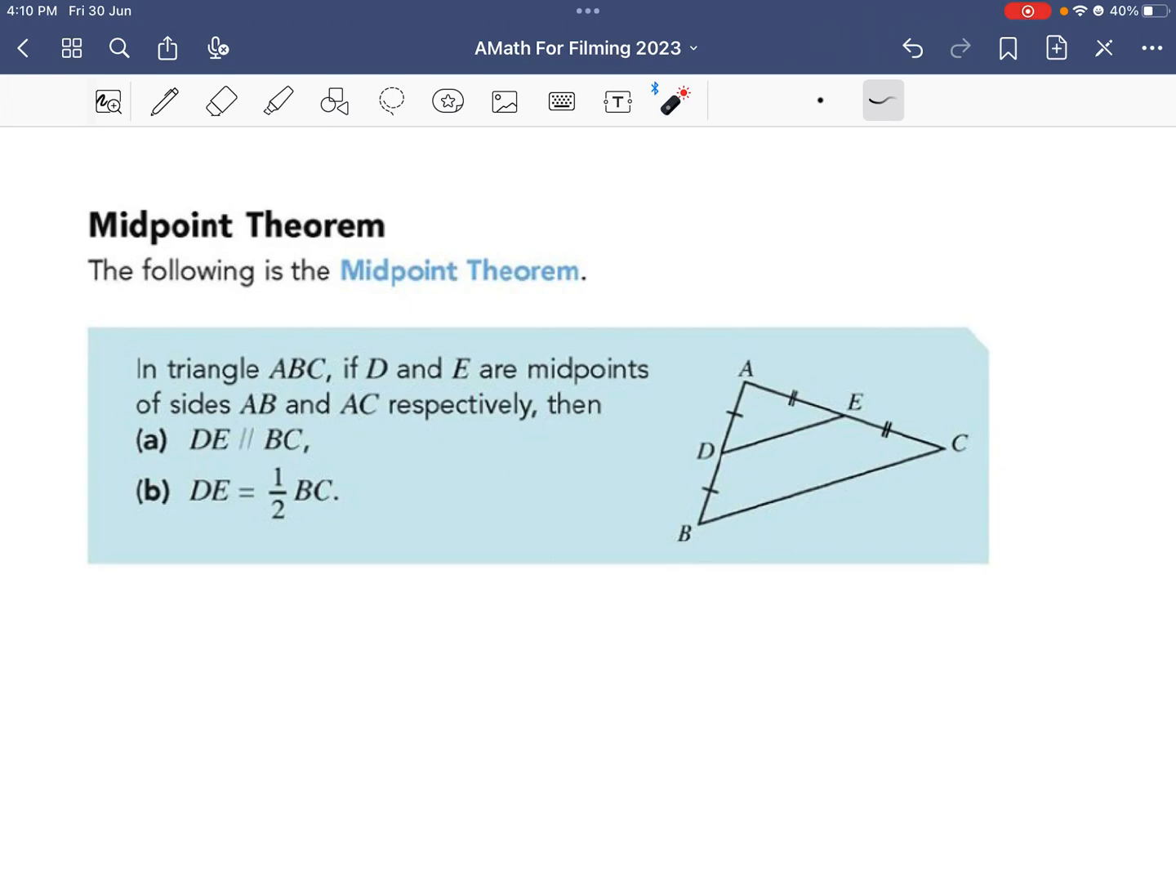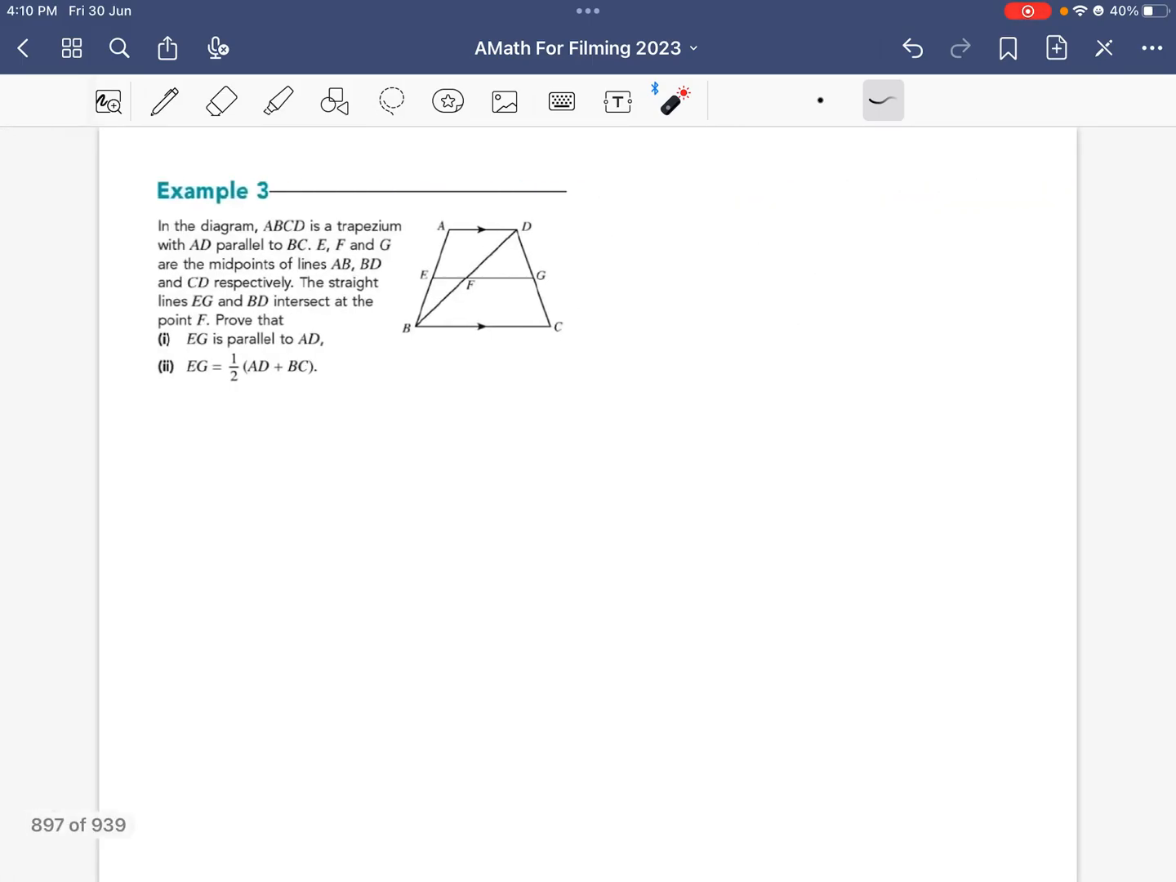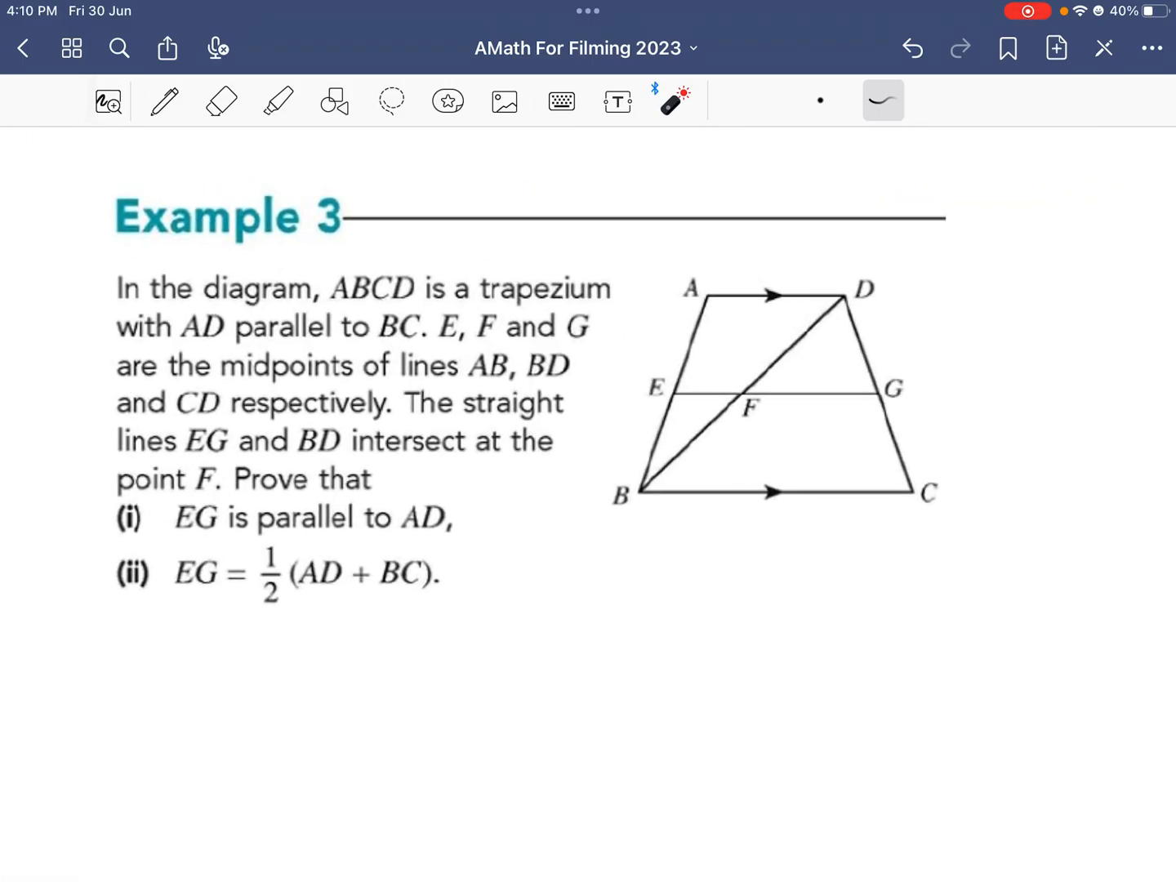Or the reverse is true: if you can prove that DE is parallel to BC and DE is half the length of BC, then D and E are the midpoints of AB and AC respectively. So that itself is the midpoint theorem. Let's see how I can use the midpoint theorem in some questions.